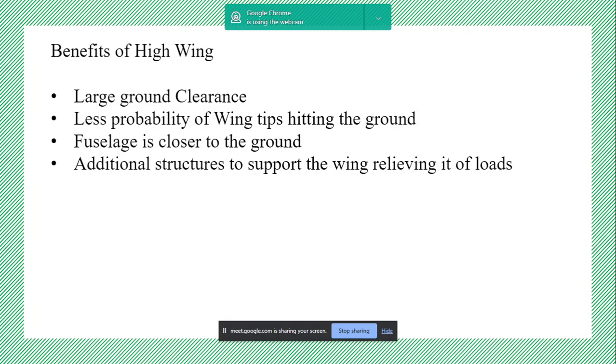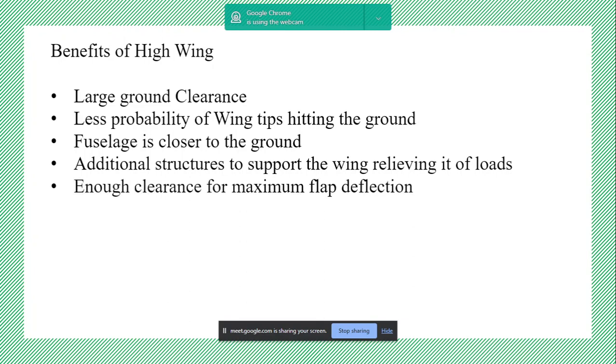Then, if you have high wings, this I think sir has explained extensively in the lecture, you can have additional supports like struts near the fuselage for the wing, relieving it of loads that it should otherwise carry in any other configuration. Then you have enough clearance for maximum flap deflection. Similar to the lesser probability of wingtips hitting the ground, you also have a larger region for maximum flap deflection.